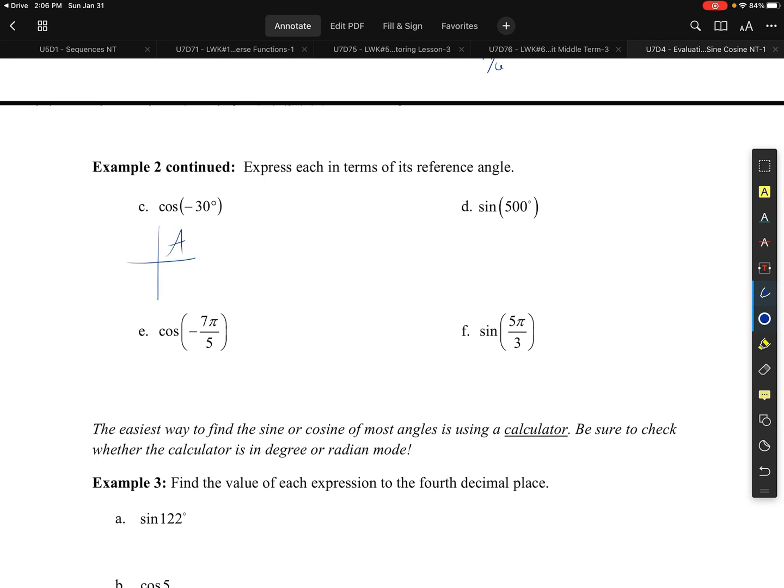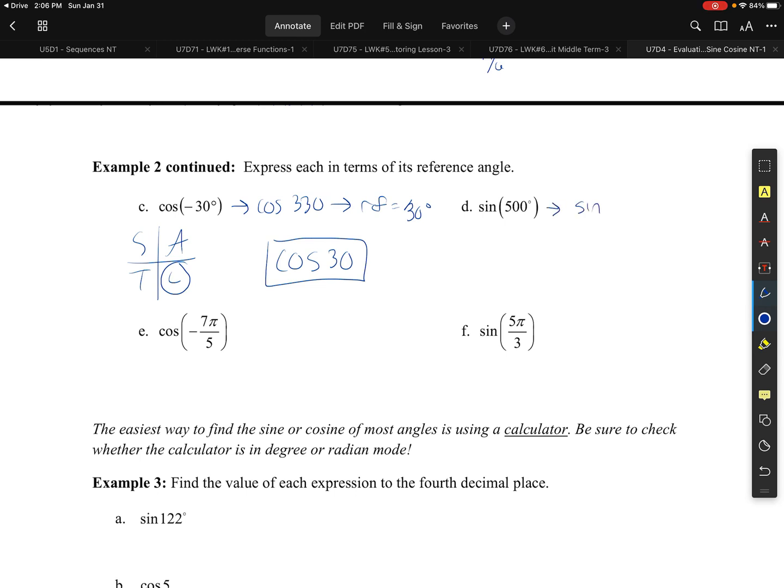Alright, ASTC, we are there. Alright, if we add 360 here, we're talking about cos of 330, which gives us a reference angle of 30 degrees. So our answer is cos 30, and it's positive because cos is positive in the fourth quadrant.